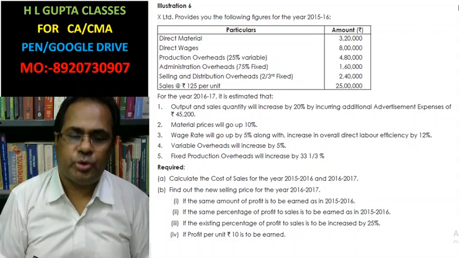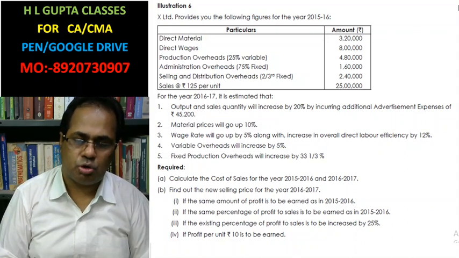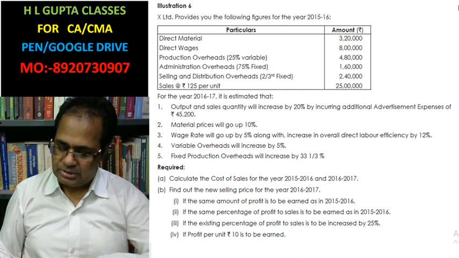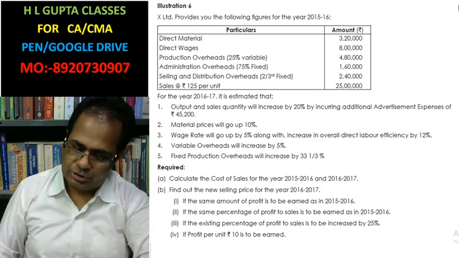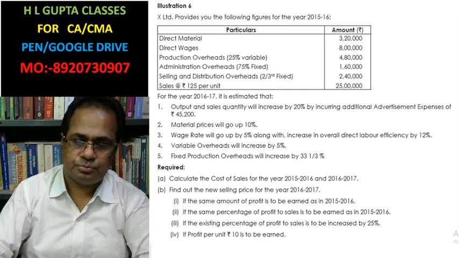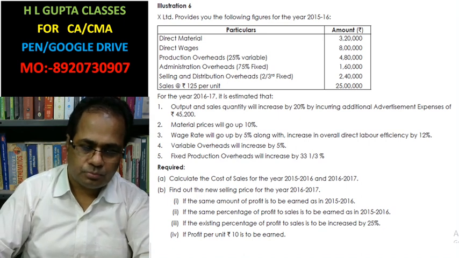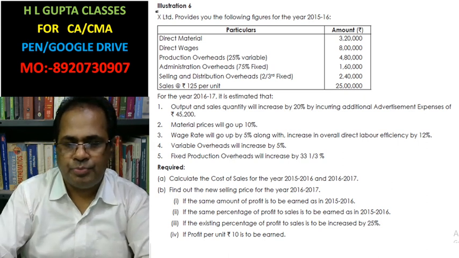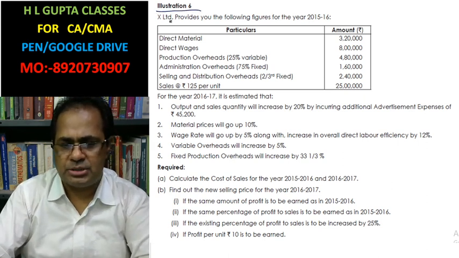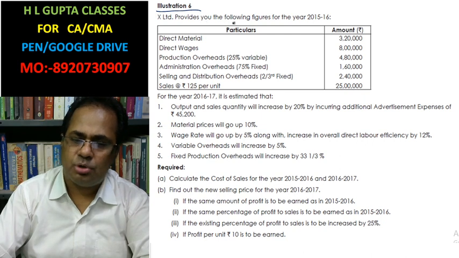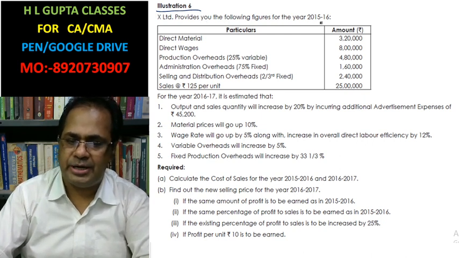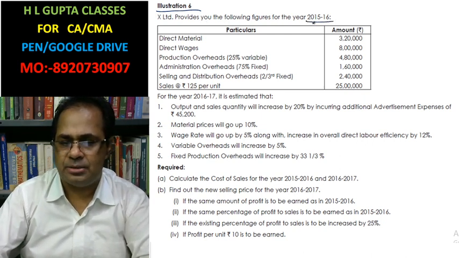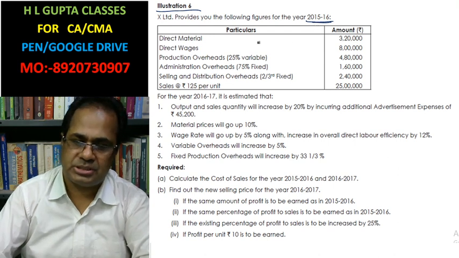Hello friends, I am going to start illustration number 6 of cost bookkeeping, and this is CMA Inter. Please read the question. This is a good question. Look at it. This is illustration number 6. X Limited provides you the following figures for the year ended 2015-16.